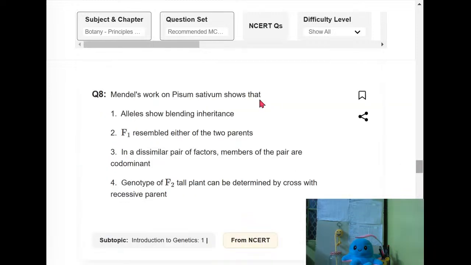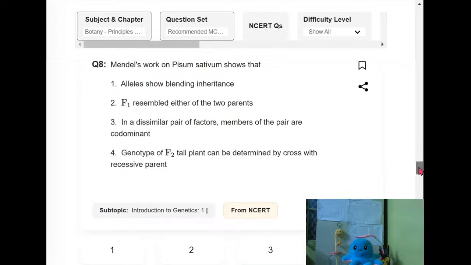Mendel's work on Pisum sativum shows that alleles show blending inheritance. F1 resembles either of the two parents. In a dissimilar pair of factors, members of the pair are codominant. Genotype of F2 tall plant can be determined by cross with recessive parent. Fourth one is the right answer.